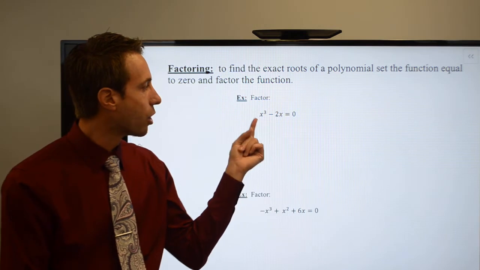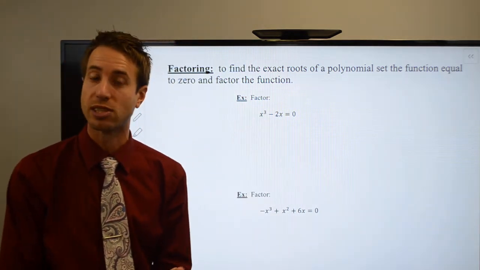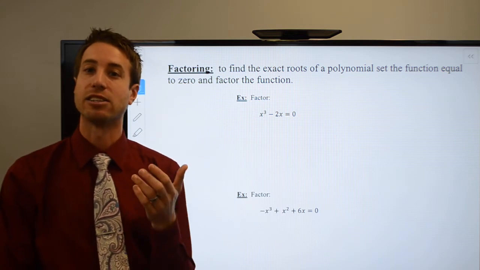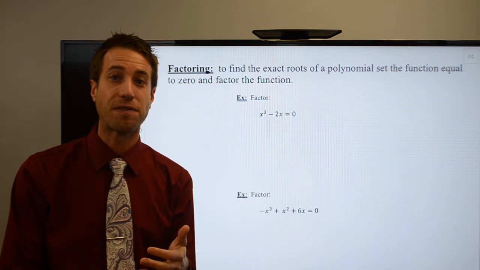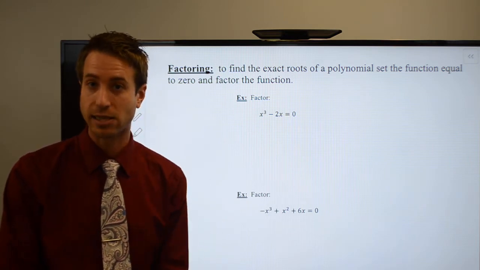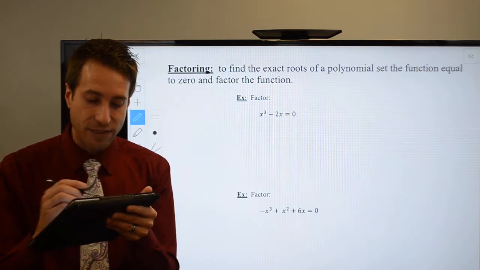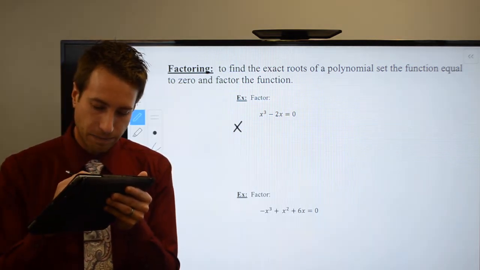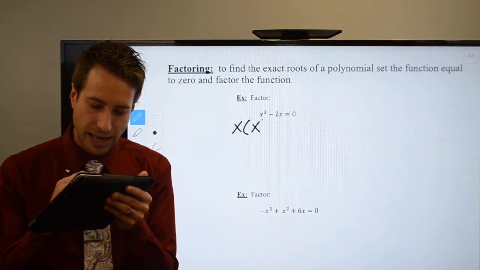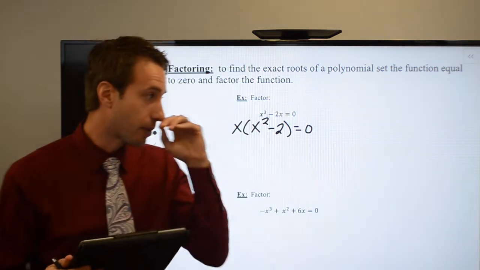I've given you the polynomial x cubed minus 2x. I've already set it equal to 0. So let's go ahead and factor this polynomial and find our zeros, our x-intercepts. I take a quick look at it and quickly recognize that I have a GCF. So let's pull out that GCF, which is an x. I pull out the x, that's going to leave me with an x squared minus 2. And that's all equal to 0.